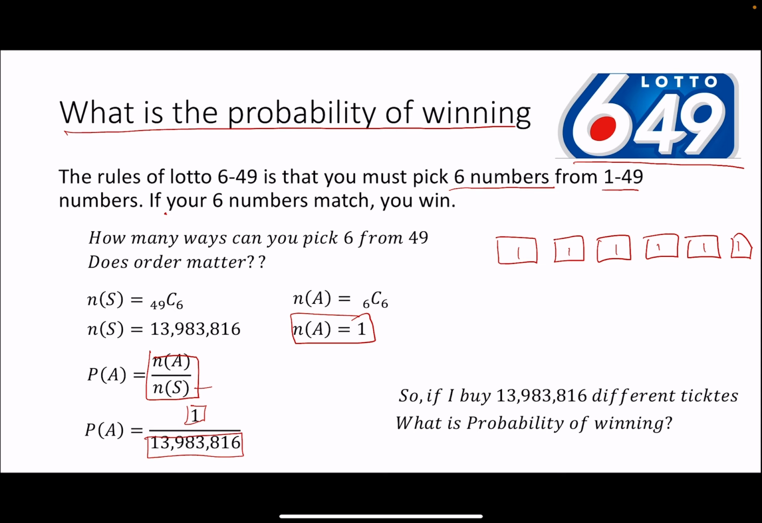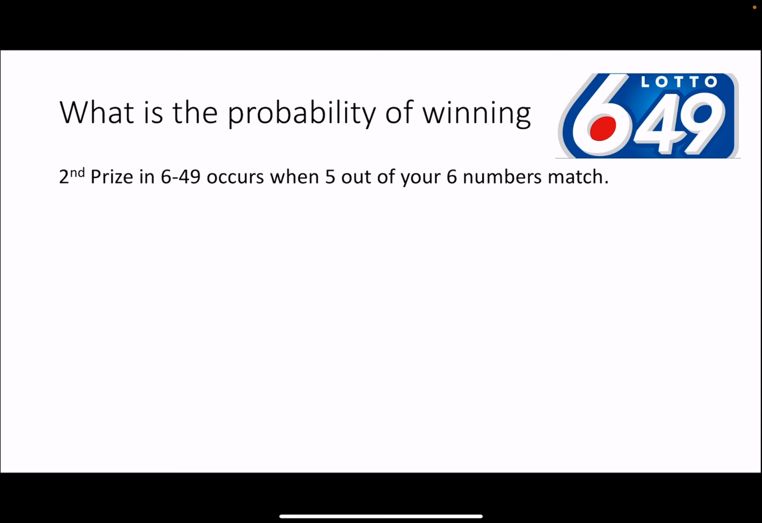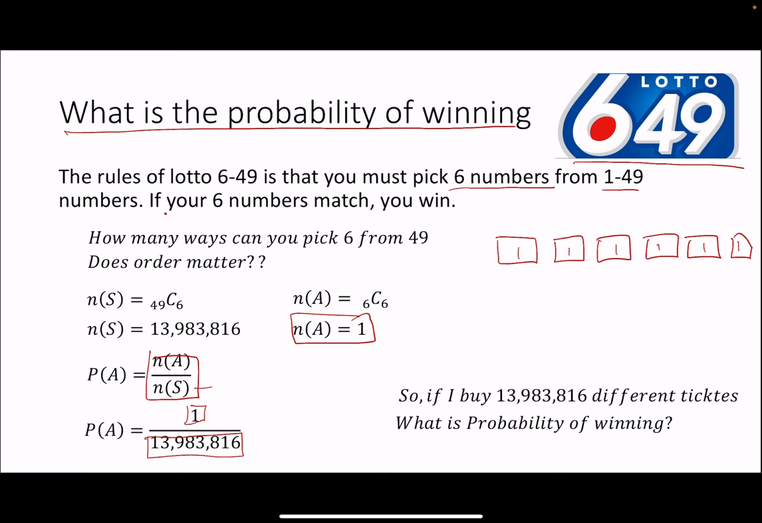So if I buy just under 14 million different tickets, what's the probability of winning? 100%. If I buy that many different tickets, I'm going to win with certainty.